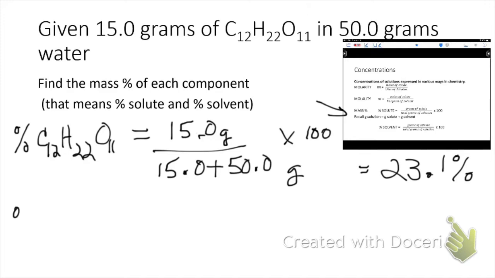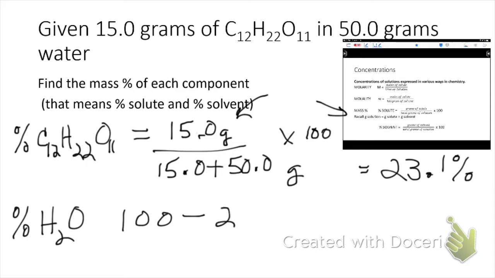They want the percent water, which would be the solvent. I could put the 50 up here in the numerator and then the 65 in the denominator, but a whole lot faster is to recognize the solution is only made of the solute and the solvent. So if it's 23.1% solute, I subtract that from 100 and I'd get 76.9% water.